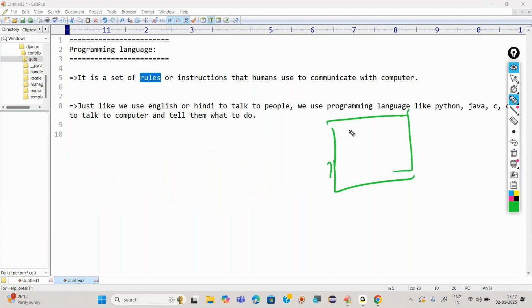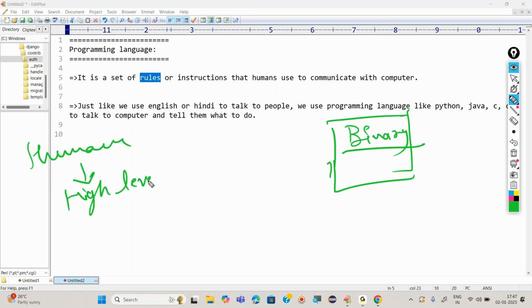So if I talk about any language, the system only knows binary language, and humans only know high level language. If you want to communicate with the system directly, it is not possible in binary language, because we don't know binary language.